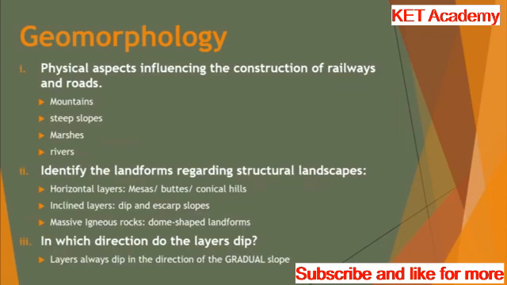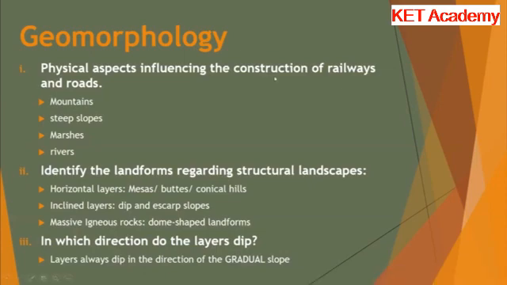These are going to influence where we put our infrastructure because we cannot always go through a mountain and we cannot always build over rivers. So there are different factors that are going to influence where we put our railways and our roads. The first is mountains. Generally, it's much easier to go around a mountain than it is to go through a mountain.